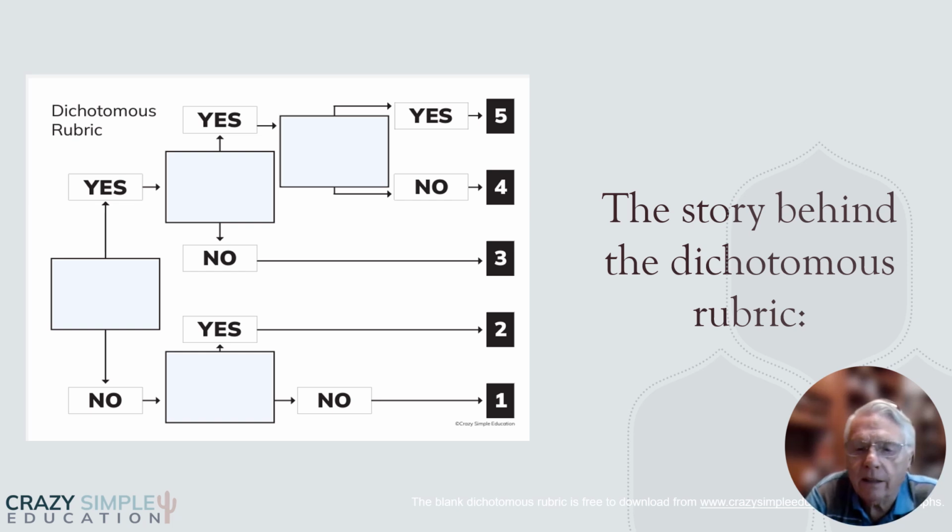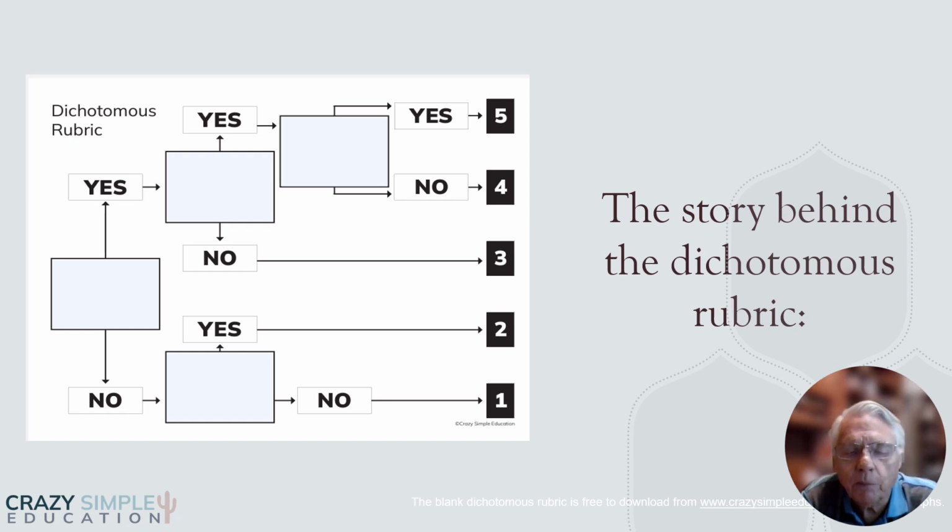Here's the story behind it. I was visiting Jeff Burgard's middle school science class, and he was teaching kids the dichotomous key. It's common in science classes. You pick up a leaf. Wonder what tree did this come from? You answer yes and no questions and you land on the name of the tree.